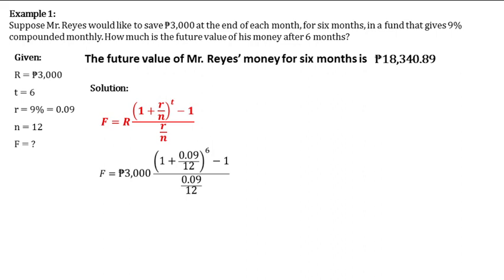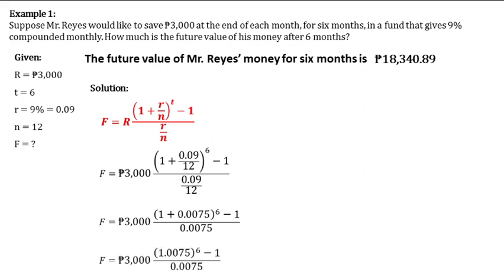Then, we solve it using PEMDAS. So, 0.09 divided by 12, yan ay 0.0075. Then, 0.0075 plus 1, yan ay 1.0075 raised to 6, yan ay 1.045852235. Then, may tutuldok. So, meron tayong ellipsis to show that hindi muna dapat natin pinuputol yung answer. So, hindi muna tayo mag-round off hanggat hindi final answer yung ating nakukuha.